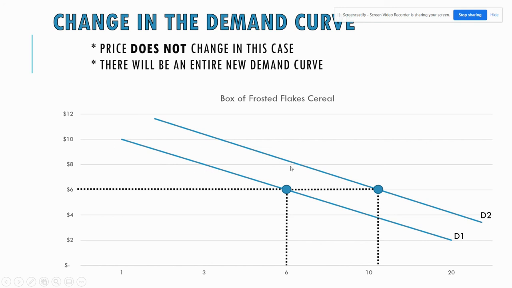which means it has nothing to do with the price of the product. Something else is making cereal desirable. So you can show this with two demand curves. D1 designates our original demand, and D2 designates our new demand. So you can see that there was an increase that happened here.